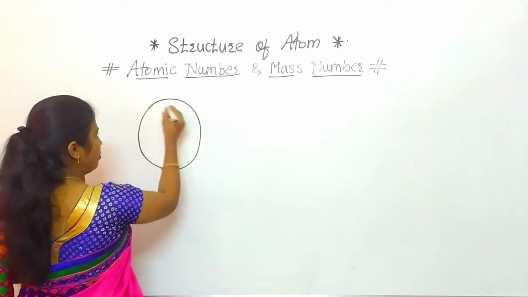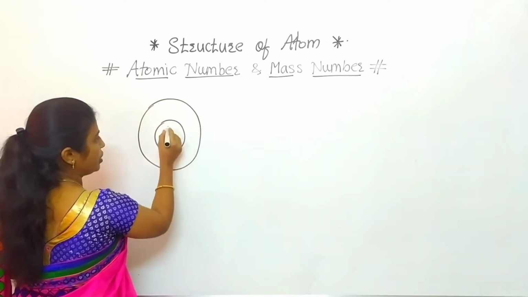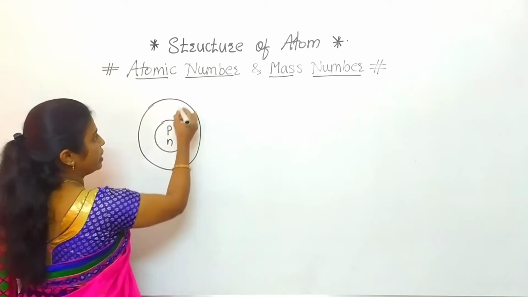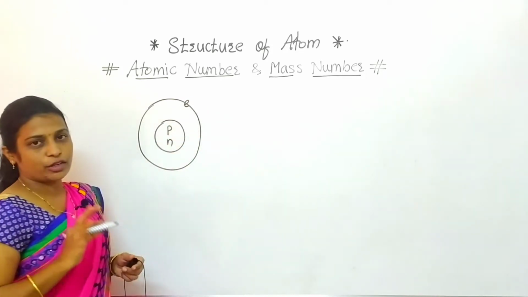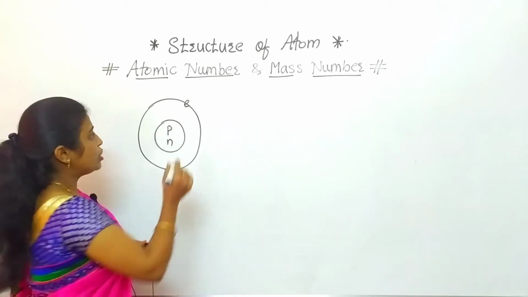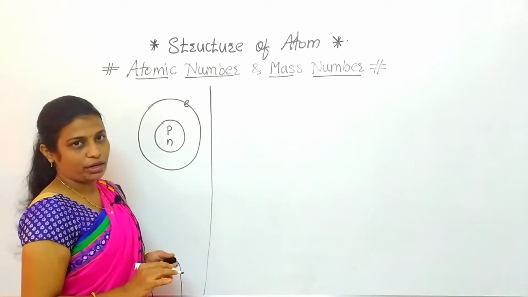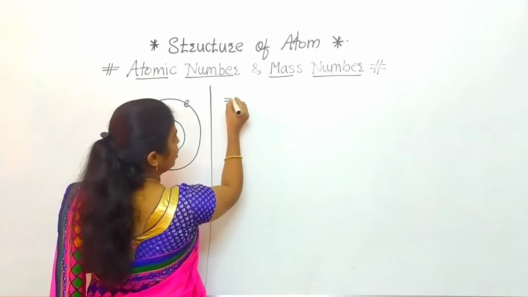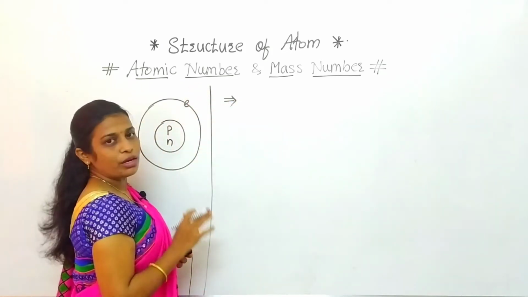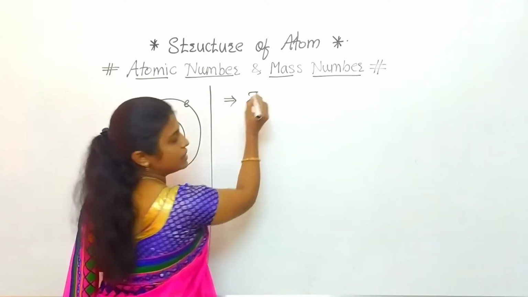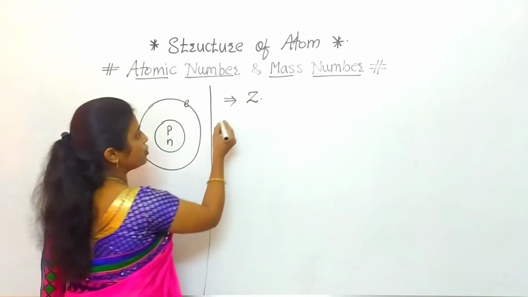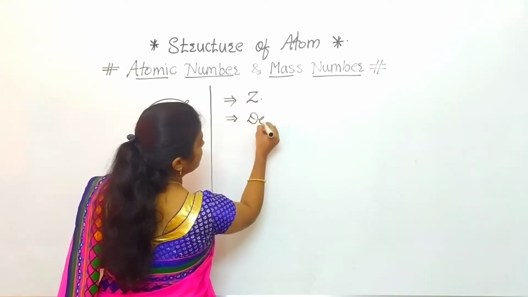Atom is nothing but that in which the central part is a nucleus, where protons and neutrons are there, and around the nucleus electrons are revolving. Okay, so that is about the atom. So what is meant by atomic number? Atomic number, first point, listen carefully. Atomic number is denoted by the symbol Z. Now we are going to discuss the definition.